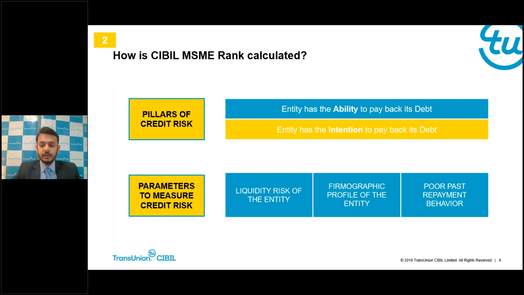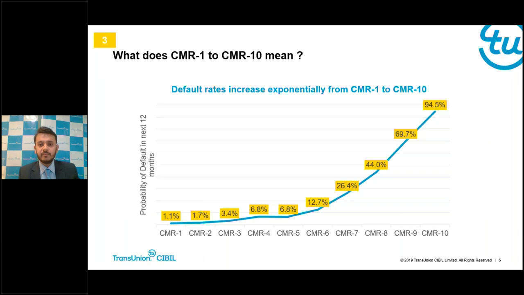Now, once the CMR is calculated, what does that actually mean for a different set of borrowers? CIBIL MSME Rank, CMR, comes, as I said earlier, in grades from CMR 1 to CMR 10. CMR 1, as I said, is the best rank, and CMR 10 is the worst rank, so to say. Now, what you're seeing on the slide right now is the probability of default in the next 12 months. So this is the probability that a company with a CMR 1 will actually default in the next 12 months. Of all the companies that get CMR 1 in the entire country, 1.1% of them default in the next 1 year.